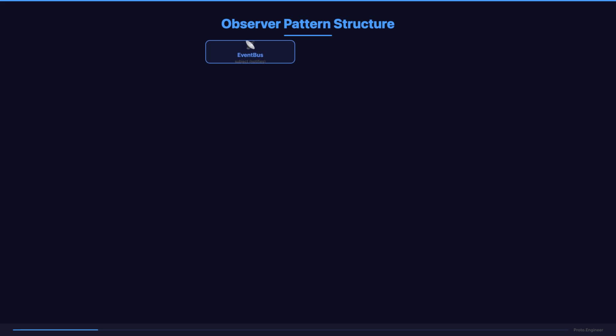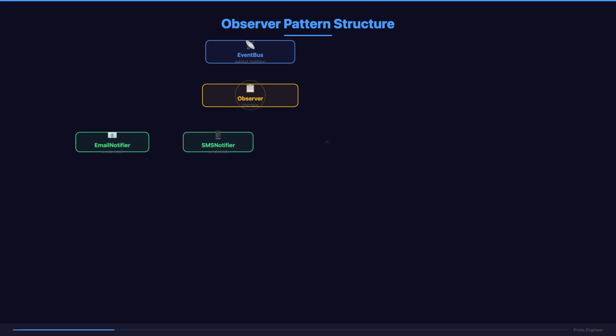First, the subject. This is the object whose state changes. In our case, an event bus. It maintains a list of observers and notifies them when something happens. Second, the observer interface. This defines the callback method that all observers must implement. In our case, an onEvent method that receives an event object.